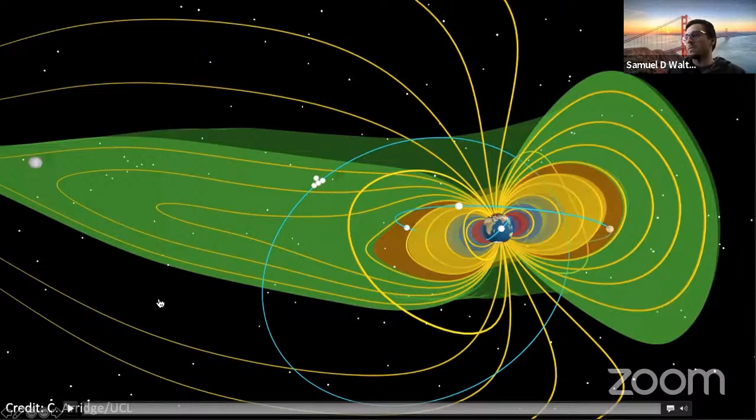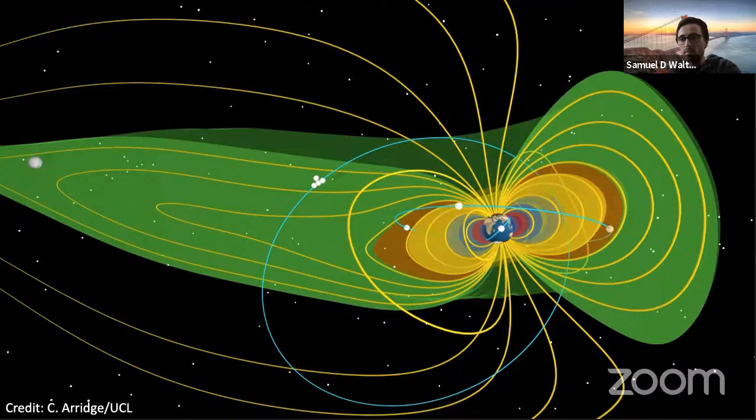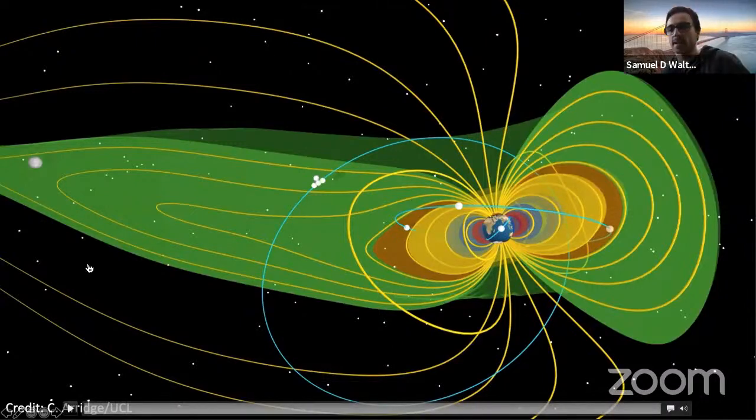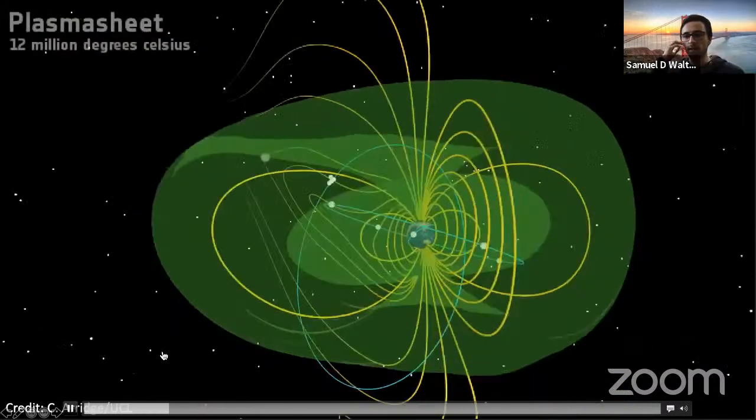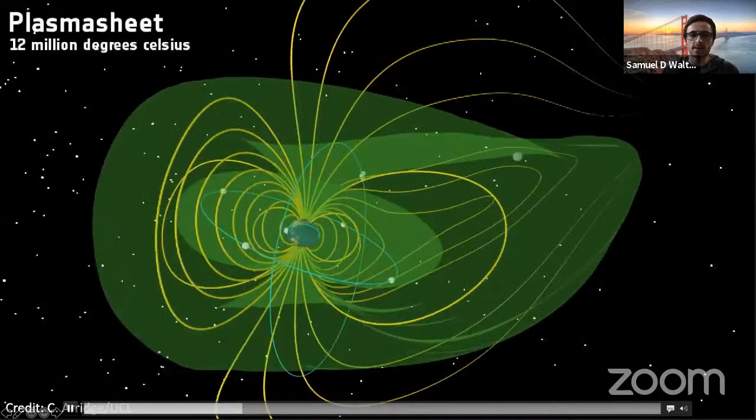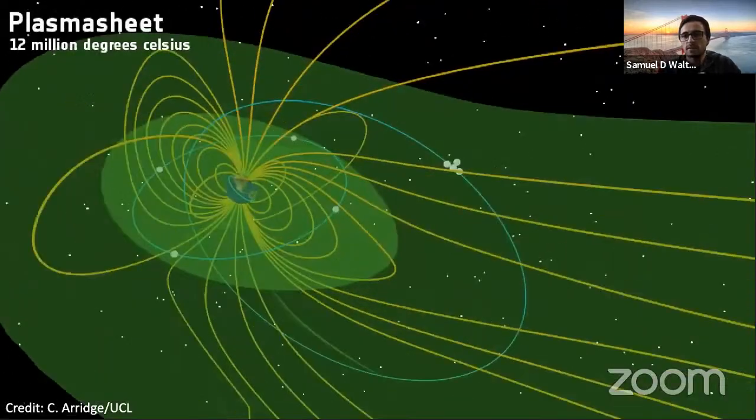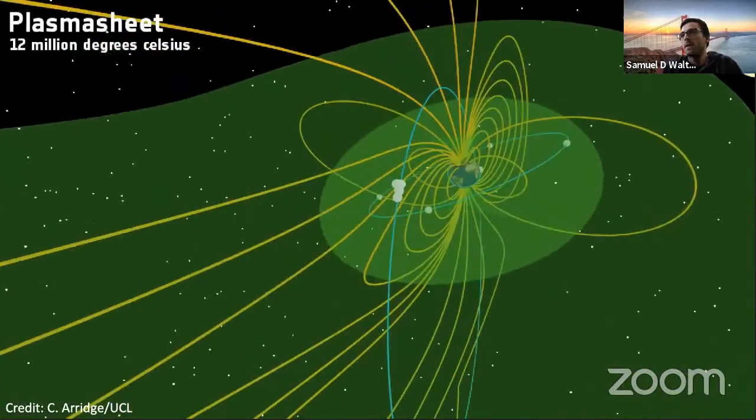Now, this happens quite regularly. So because we have constant injections of plasma, it gets quite packed, and it means that plasma becomes even more energized just because of the fact that there's lots of it. So this green outer kind of shell is what we call the plasma sheet. This is kind of the initial injection of plasma that we get from the solar wind.